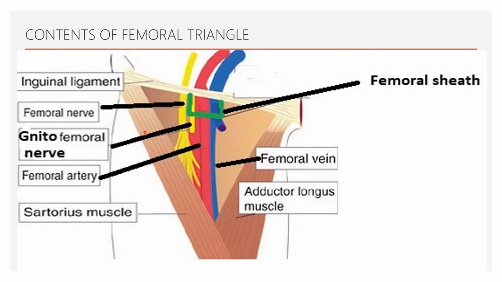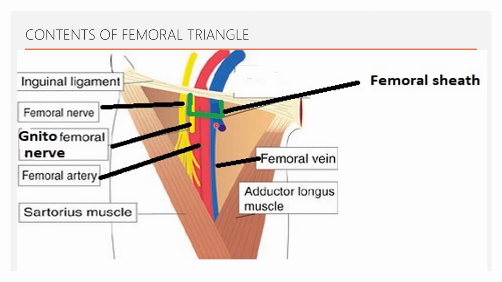The next topic is the contents of the femoral triangle. Contents means the structures which are present inside the femoral triangle. Now we are learning the contents of the femoral triangle from the medial to the lateral side. The first content you can see in blue color. It is the femoral vein. The femoral vein is the medialmost content of the femoral triangle.